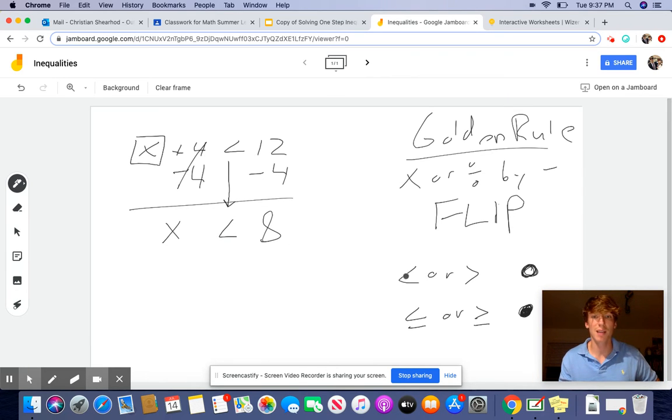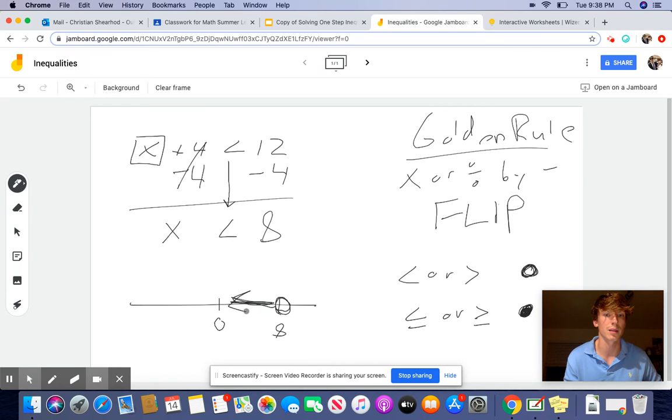This sign looks like this sign, so we know it's going to be an open circle. Let's go ahead and graph this. Put it on our number line. Let's say we have 0 right here, and we have 8 right here. It's always just good to have 0 in there as a reference. It's going to be an open circle on 8, and x is less than, so our arrow is going to be going that way.